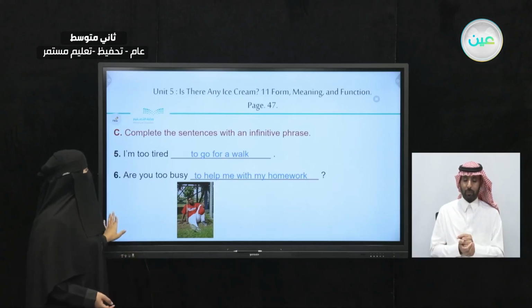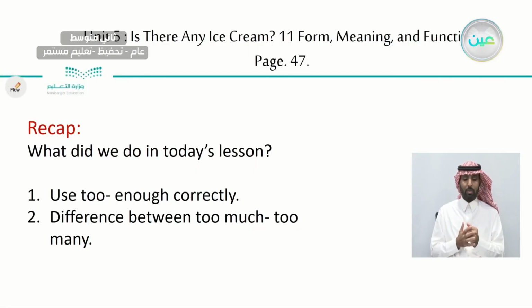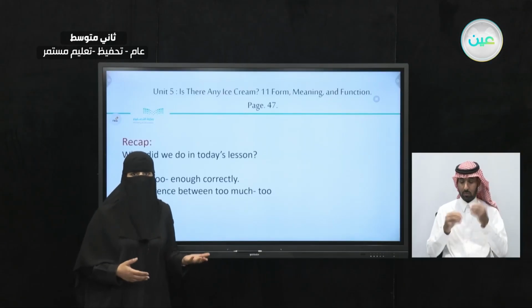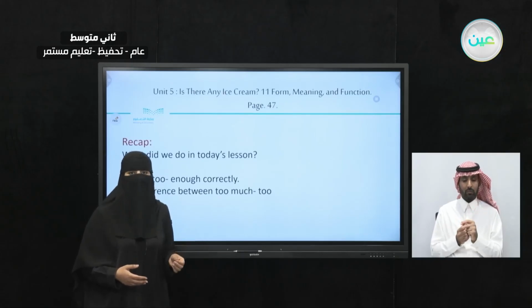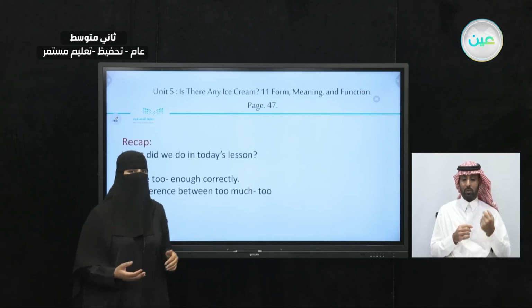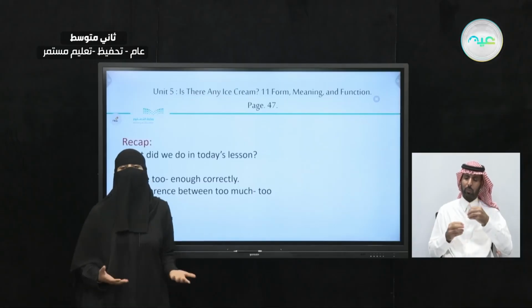So now let's take a look. So what did we do in today's lesson? We used too and enough correctly in context, and we did differentiate between too much and too many. When are we going to use too much and too many? We can use too much for the non-count nouns and too many for count nouns. Do you remember the example of the soup? So in the soup, there's too much salt. Salt, it's a non-count noun. That's why we're using too much salt.